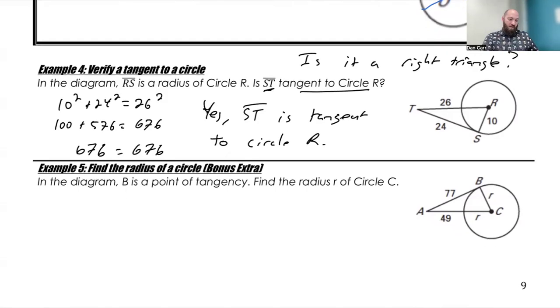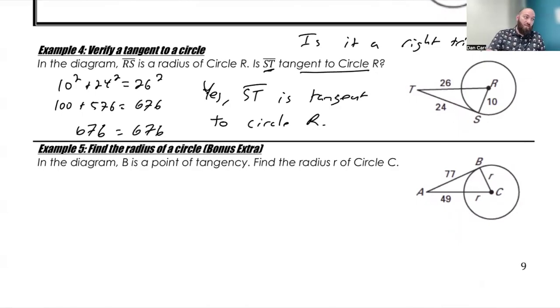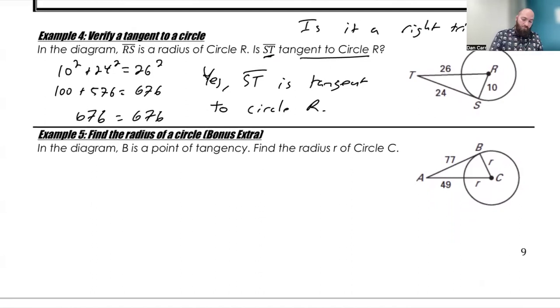Okay. The next one is a nice little challenge. So I'm going to set it up. We know B is a point of tangency. So find the radius R. We are going to set this up using R squared. That's this one right here. This length is 49 plus R. So that's my hypotenuse of this right triangle.